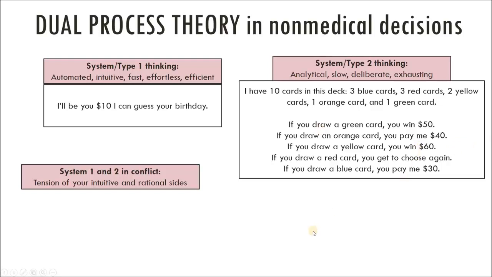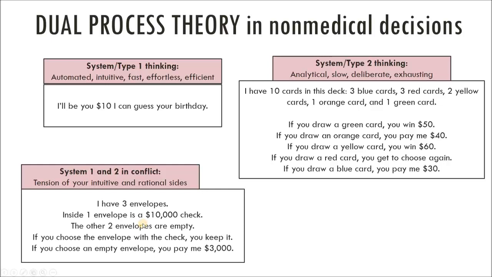Now, sometimes in these gambling examples, our system one and system two are in conflict. This is the tension of our intuitive and our rational sides. So if I said I have 3 envelopes and inside one envelope is a $10,000 check, the other 2 envelopes are empty. If you choose the envelope with the check, you keep it. But if you choose an empty envelope, you pay me $3,000. Well, the expected gain from this game is actually that you're going to win a lot of money. And if you were able to play this game 100 times, you would certainly come out ahead. But if you're only going to play it one time, there's a good chance you could lose $3,000. In fact, there's a 2 in 3 chance you could lose $3,000. So even though you do the math here, the utility is that you're going to come out $4,000 ahead.